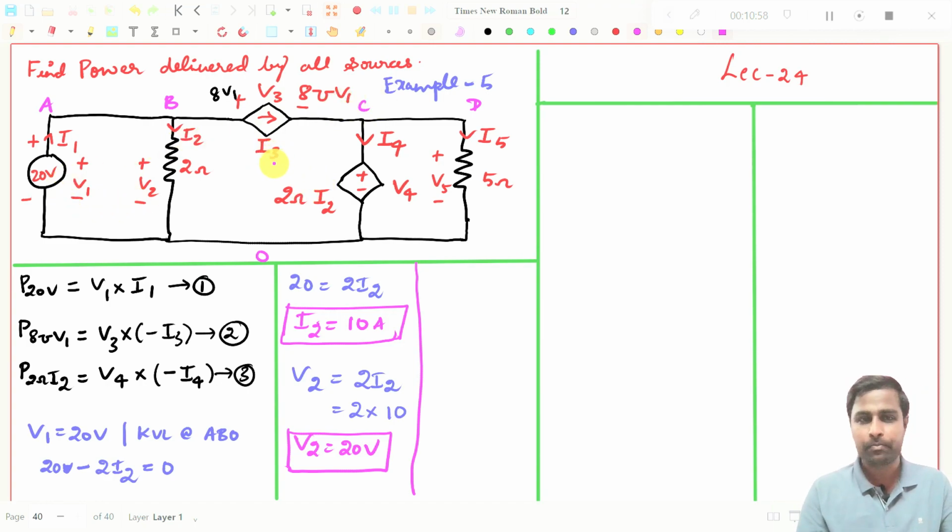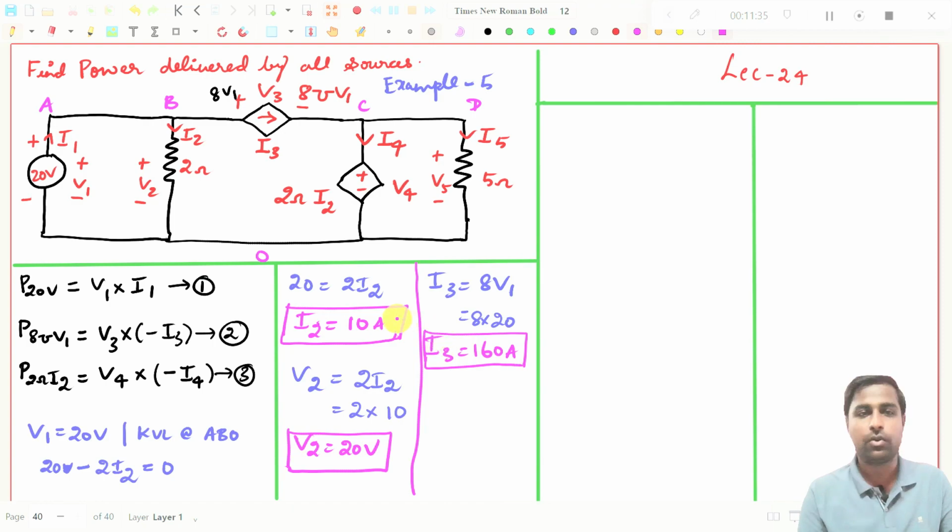See, if I want to find what is I3, I3 should be equal to 8 into V1. We know that. That is what is given here. 8 into V1. What is V1? V1 is given, right? It is 20 volt. So 8 into 20. So obviously I3 should be 160, right? 160 amperes.